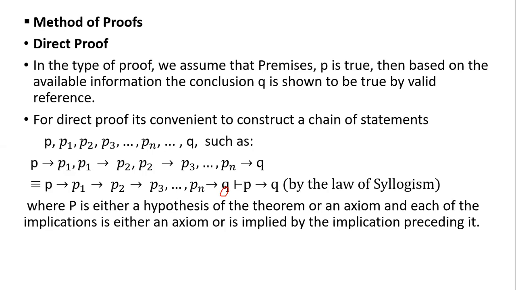Now P is either a hypothesis of the theory or an axiom, and each of the implications is either an axiom or it's implied by the implication preceding it, as I have already told you. So that's when it comes to proving, what you know about the fact, and where to exploit it.